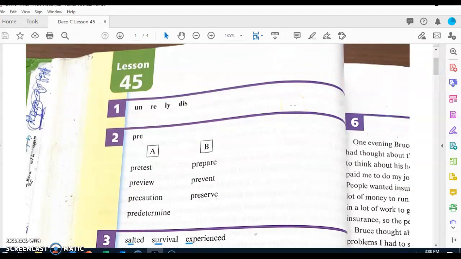Hi boys and girls, today we're going to be working on lesson 45. Now open your student book to lesson 45. Touch the first row in part 1. Let's see if you remember a meaning for each of those affixes.